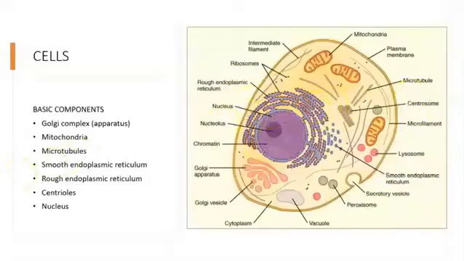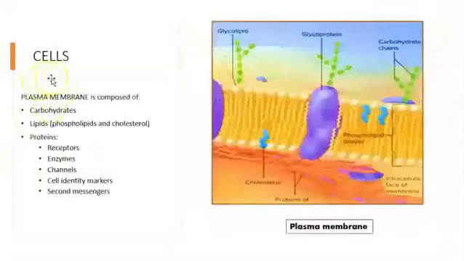Okay, the next item is cell surface. Here we have the main topic, which is going to be the plasma membrane. So let's take a look at a drawing of the plasma membrane. You can see it right there.